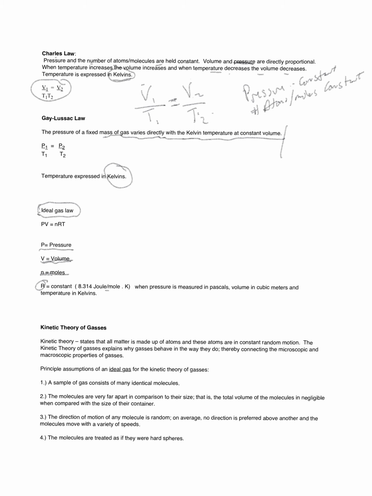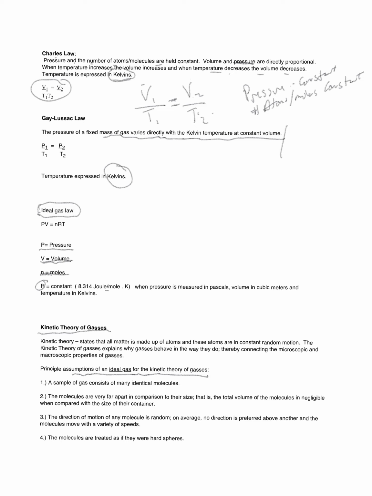And finally, the kinetic theory of gases. Kinetic theory states that all matter is made up of atoms, and these atoms are in constant random motion. The kinetic theory of gases explains why gases behave the way they do, thereby connecting the microscopic and macroscopic properties of gases. Principal assumptions of an ideal gas for the kinetic theory of gases.